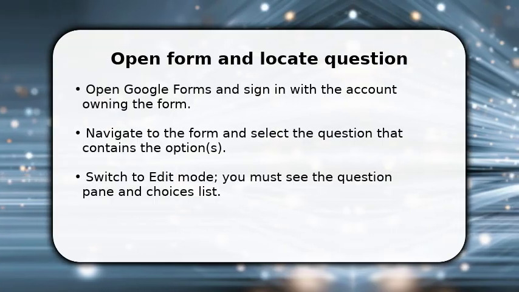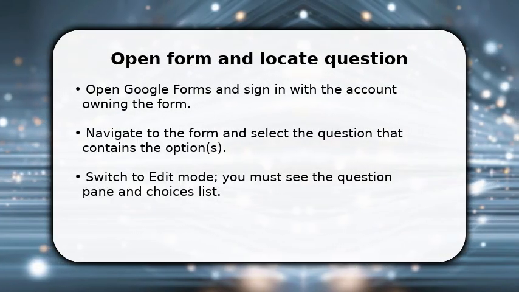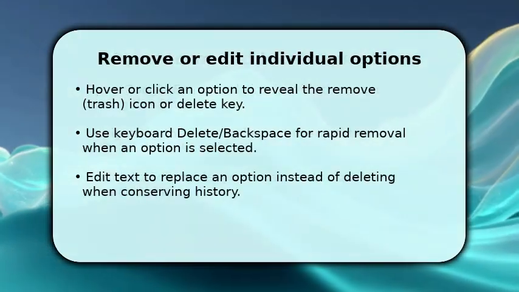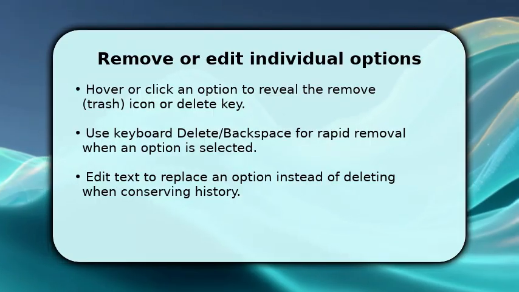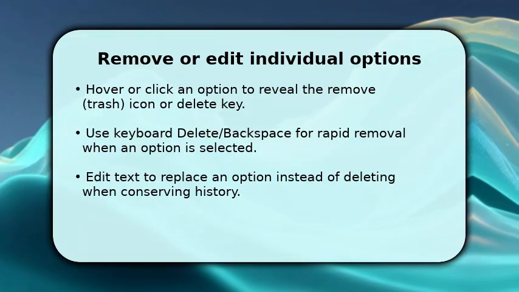You're taking control now. The goal is to get the choices exposed and ready for quick edits before proceeding to delete or modify items. You now remove or edit each unwanted option. Click the small X or trash icon next to a choice, or place your cursor in the option text and press delete to remove it quickly.